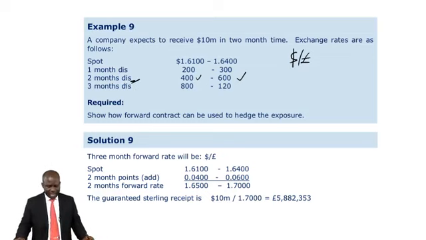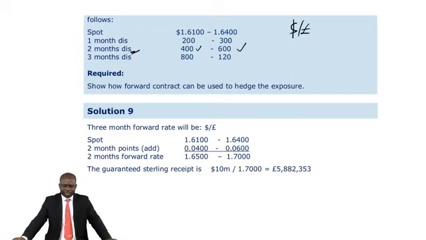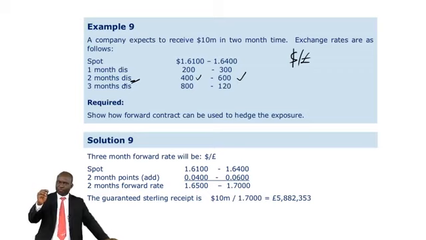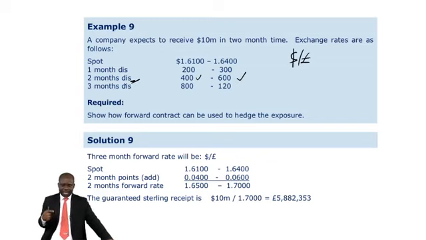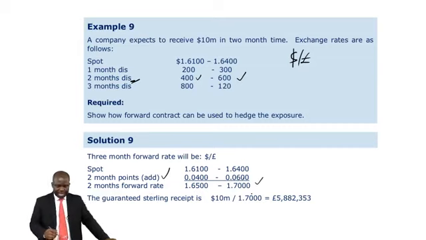So the argument here is that the spot rate is 1.6100 to 1.6400. The 2-month point, they said discount, and I told you how you would have to add it. You have to start writing from the right hand side towards the left hand side. So this is 0.0040, and this is 0.0060. And because it is a discount, we are adding. And when you add, you get these figures.